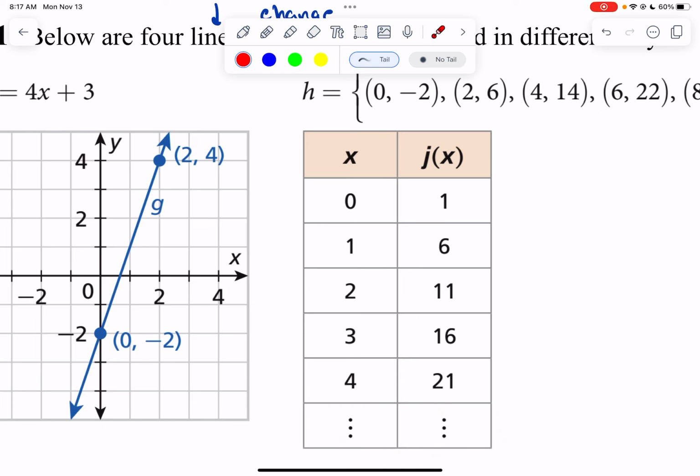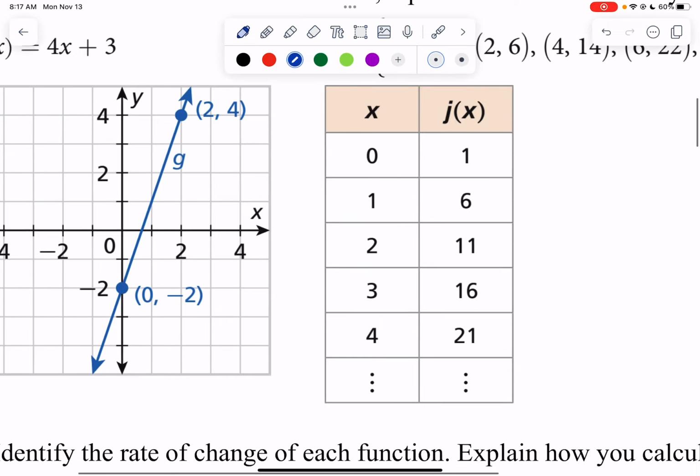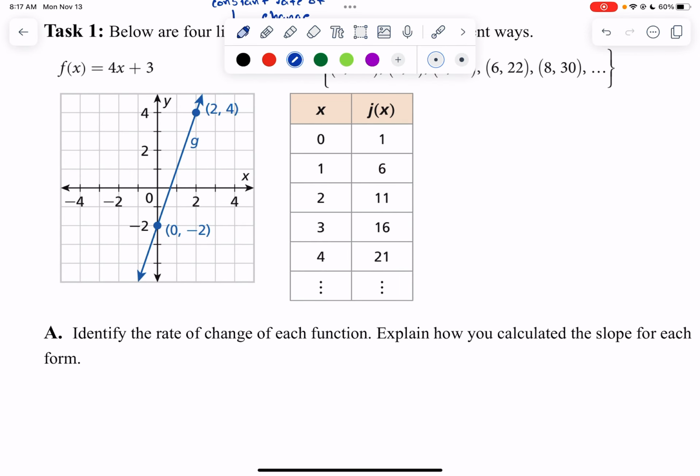This is not an exhaustive list. It's not the end of all the points. They just listed some of them. So now we want to answer some questions. We want to identify the rate of change of each function. Okay, rate of change. What is rate of change?